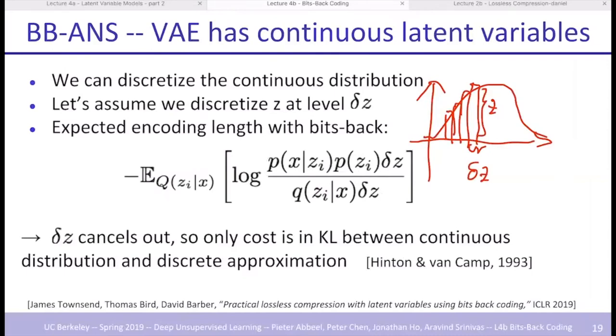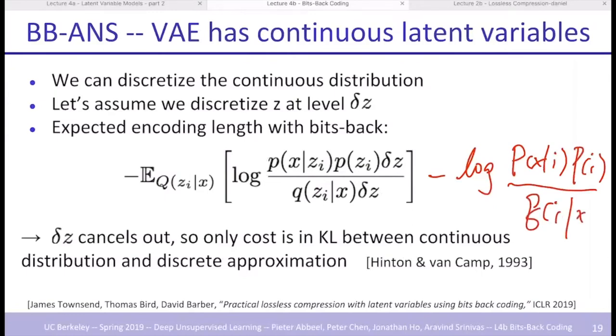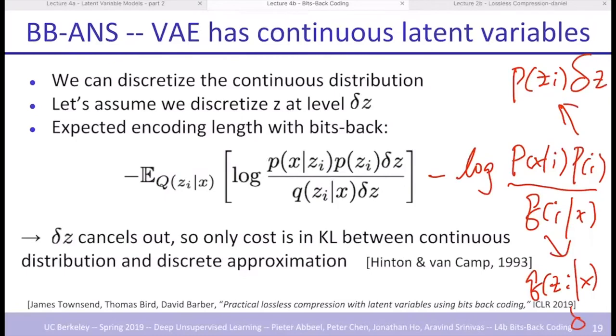For this part, we can actually apply this to the evidence lower bound. So originally, what we usually have is the negative log likelihood of P(x|i) times P(i) over Q(i|x). What we are doing here is just making the replacement from P(i) into the interval and its density. Similarly, we do the same thing for Q as well. So it becomes Q(i|x) times the interval, sorry. The good thing we can notice is that we can actually cancel the interval here.